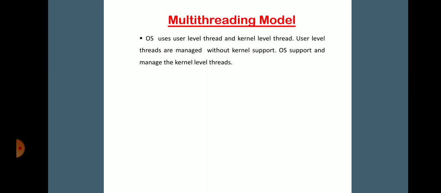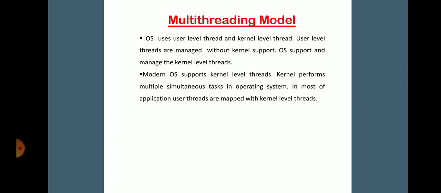The operating system uses user level threads and kernel level threads. User level threads are managed without kernel support. The operating system supports and manages the kernel threads. Modern operating systems support kernel level threads. The kernel performs multiple simultaneous tasks in an operating system. In most applications, the user threads are mapped to kernel level threads.